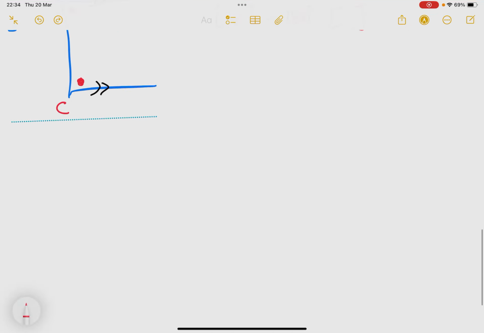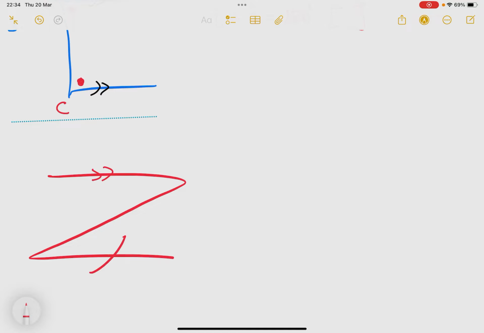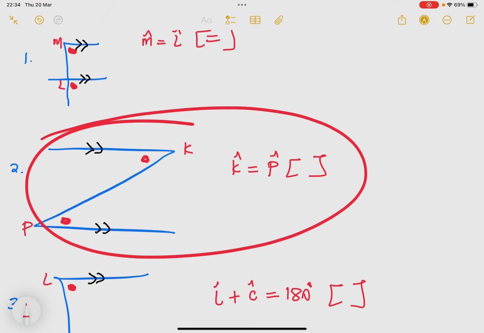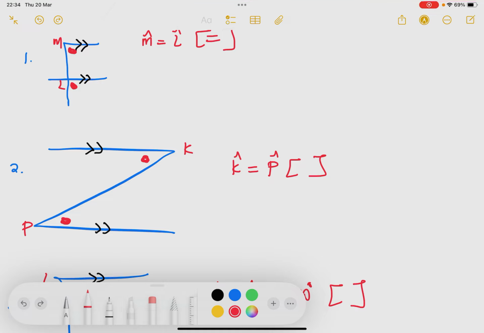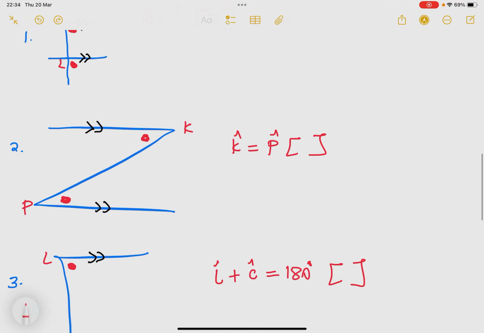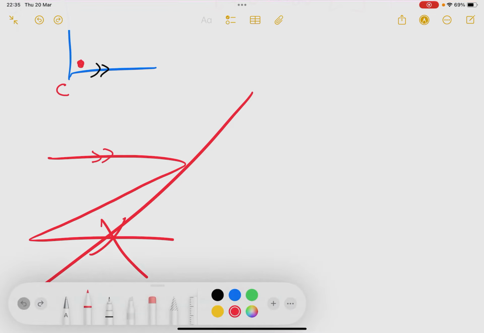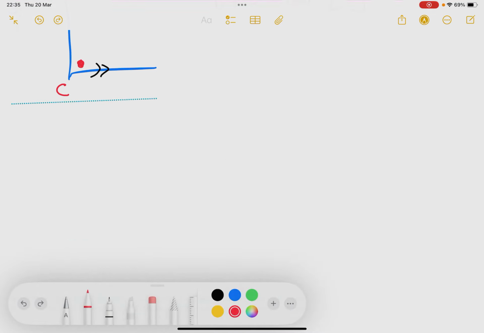If we have a Z shape and these two lines are not parallel, we cannot say what we have said here. We can only say it when these two lines are parallel. If these two lines are not parallel, this is just nonsense. We won't speak about it. With that being said, guys, I am going to see you in the next video, starting with the first property of parallel lines.